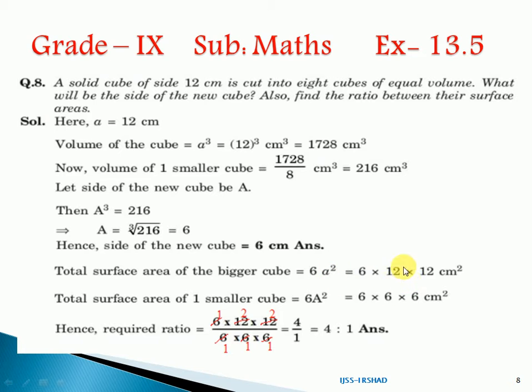A square means 2 times you can write. So 6 into 12 into 12 will be the surface area. Don't calculate it. Leave it like this because we are going to find the ratio. And total surface area of one smaller cube is equals to 6 capital A square.